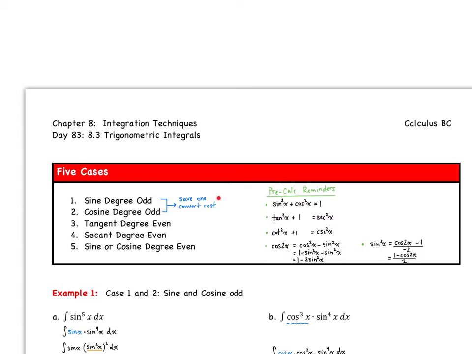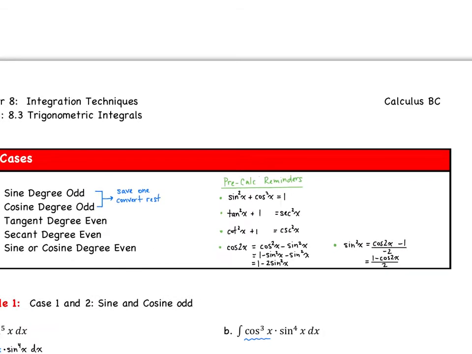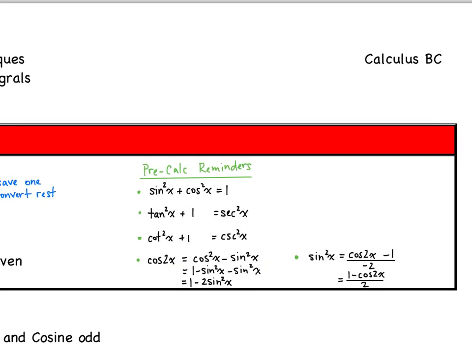One thing we can think about, at least for this first case, is that when sine or cosine is an odd degree, we are going to save one, so put one to the side, and we're going to convert the rest. Converting the rest means using some trig identities. So give yourself a second to pause the video and remind yourself of some of these trig identities.